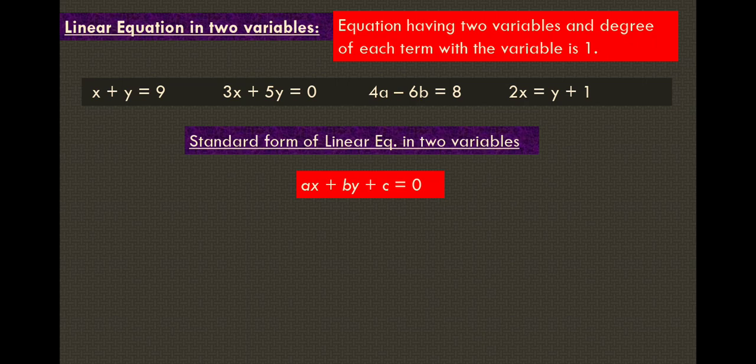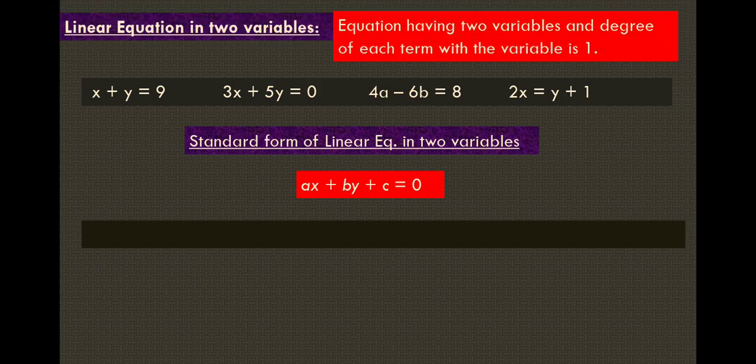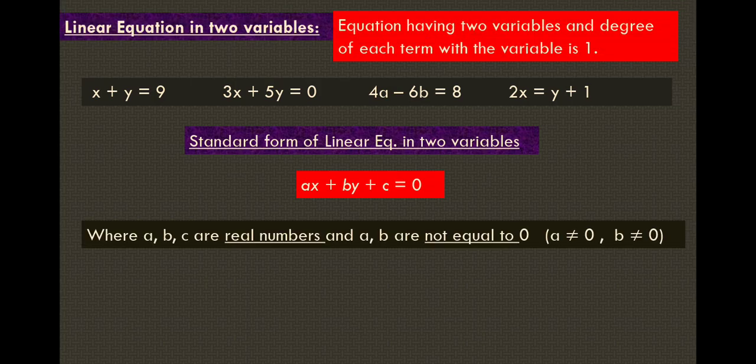Some more things you have to understand. In this standard form, a, b, c are real numbers. It is very important that a, b, c should be real numbers, and a and b are not equal to 0. That means a is not equal to 0 and b is not equal to 0.